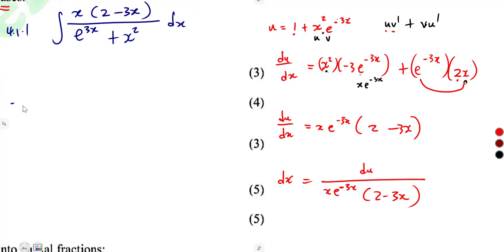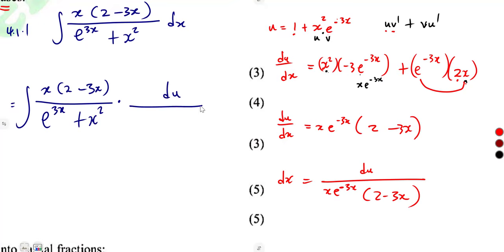Let us now take this in place of our dx and see how it looks. This is going to be the integral of x into 2 minus 3x over e to the exponent of 3x plus x squared, times the dx, which is du over x e to the exponent of minus 3x, 2 minus 3x, like this. So this is what we now have.